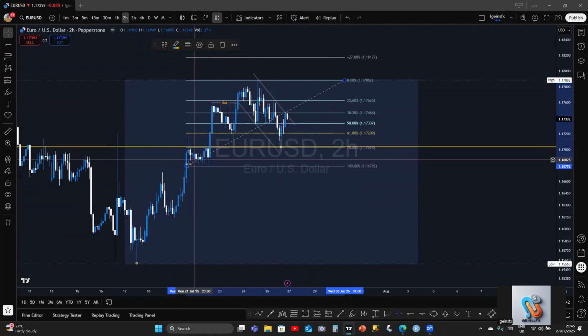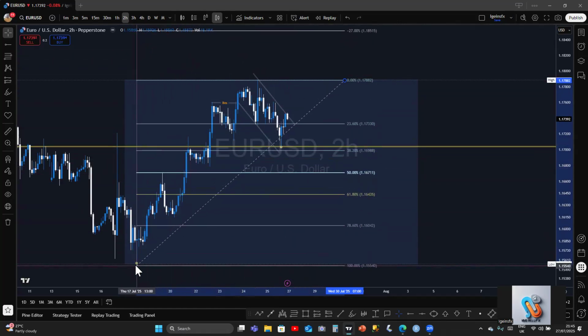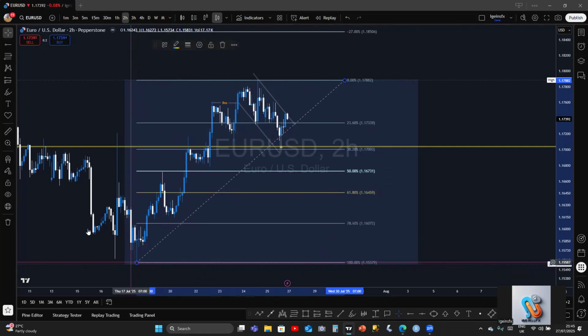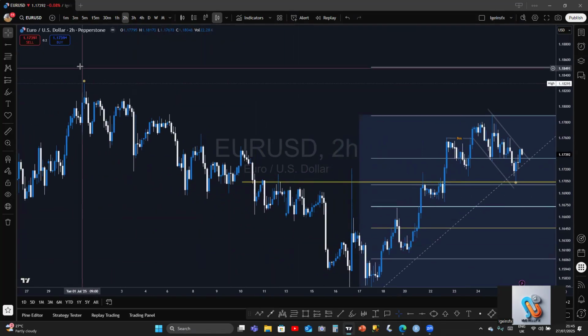So if it is a bearish trend, after a swing low, you wait for it.